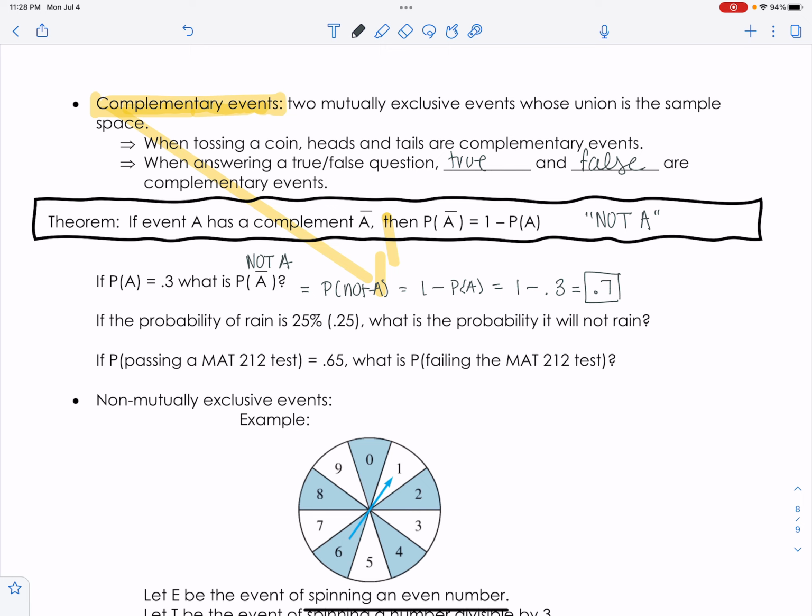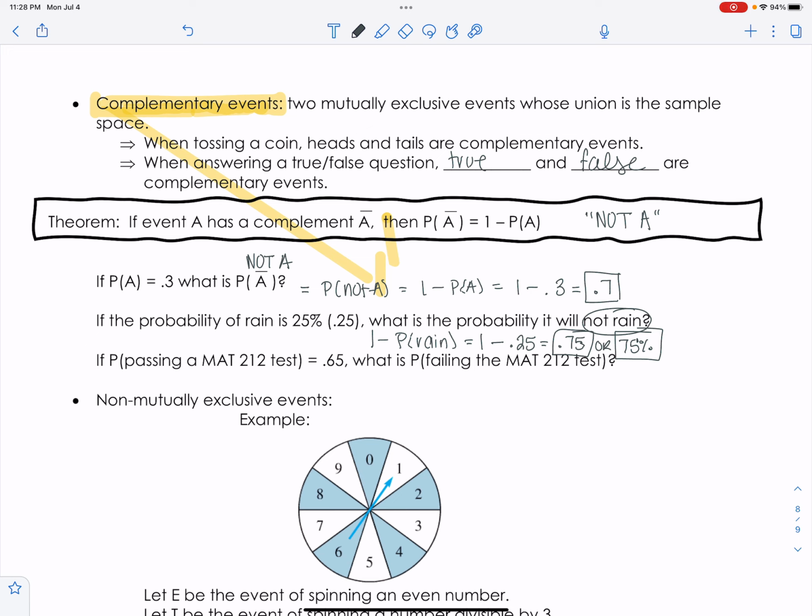If the probability of rain is 25% or 0.25 in a decimal, what is the probability that it will not rain? Well, it's going to be 1 minus the probability of rain. And so that's going to be 1 minus 0.25. And so the probability of not rain will be 75% or 0.75. Just pay attention to how they want the answer. If it does not say, then assume a decimal.